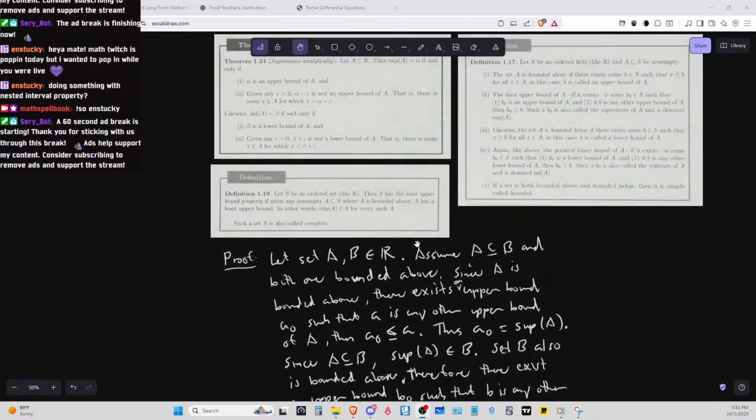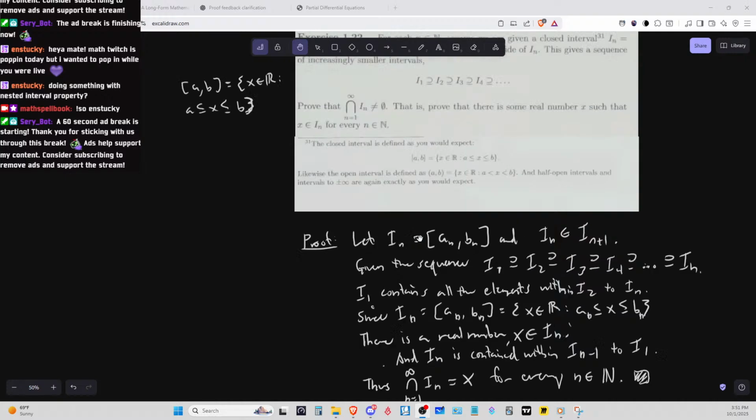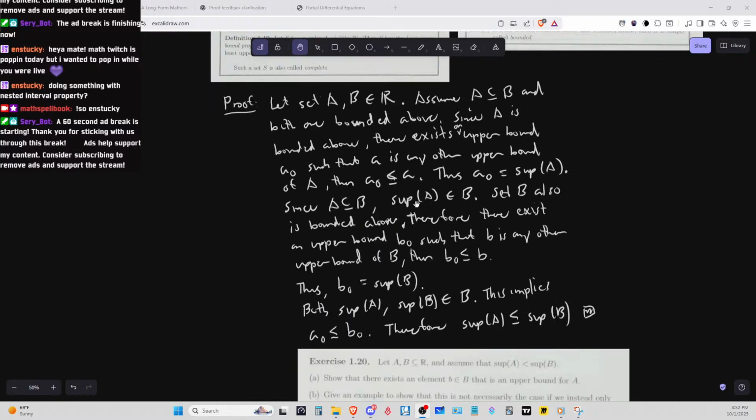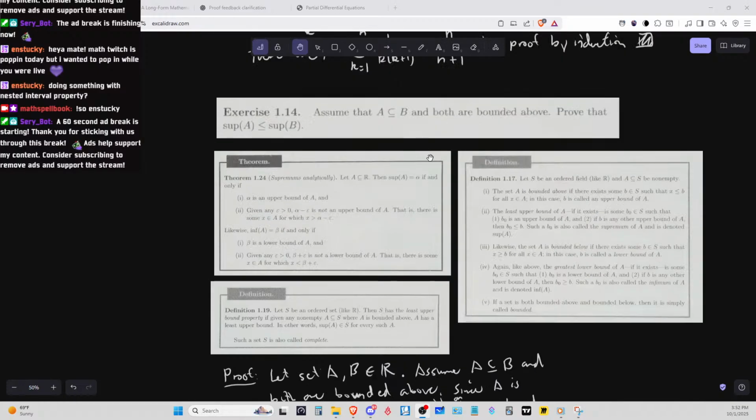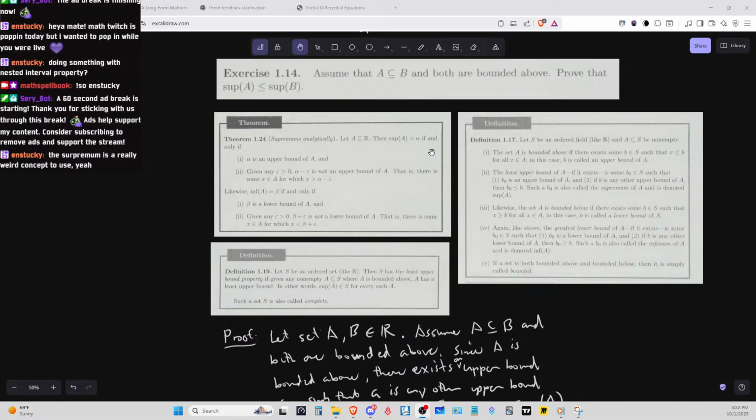But at least we got these problems done. So I think probably over the week I'll have to analyze the problems that I didn't do well on and try to understand them better. The supremum is a really weird concept to use. Yeah. Oh, okay. So I guess that's probably part of the journey.